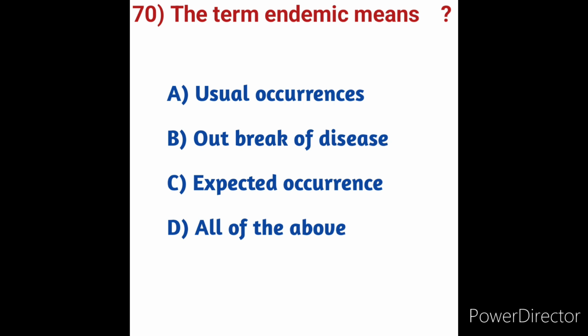The word endemic refers to the constant presence and or usual prevalence of a disease or infectious agent in a population within a geographical area. The word endemic means usual occurrence. Regular occurrence within an area or community is called endemic. So here in these options, option A, usual occurrence, is the correct answer.